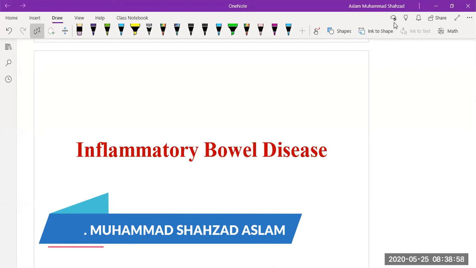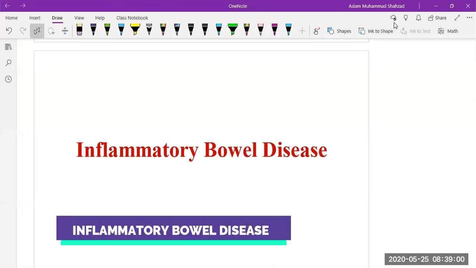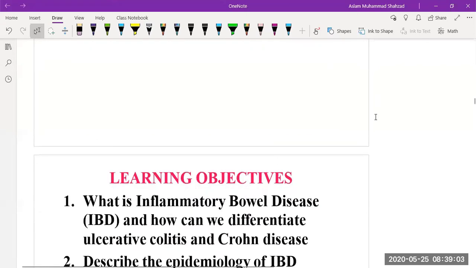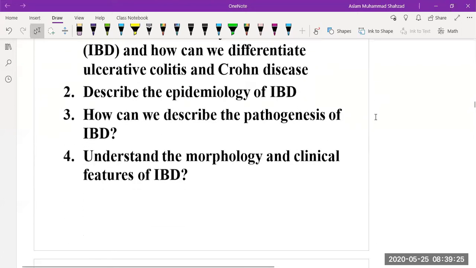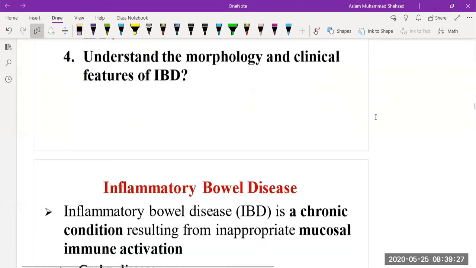Today we are going to discuss inflammatory bowel disease. We will start with that. What is inflammatory bowel disease and how can we differentiate between its two types? One is ulcerative colitis and the second one is Crohn disease. We will describe the epidemiology of IBD. How can we describe the pathogenesis of the IBD and the morphological and clinical characteristics?